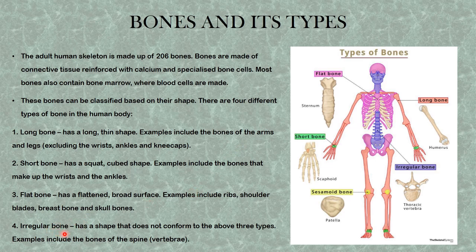Number 4, we have the irregular bones, which have a shape that does not conform to the above 3 types. Examples include the bones of the spine or the vertebrae. You can see these are all the irregular bones. The bones of the spine or the vertebrae make up the irregular bone. An example here, we have the thoracic vertebrae, the lumbar, the cervical, and so on and so forth.